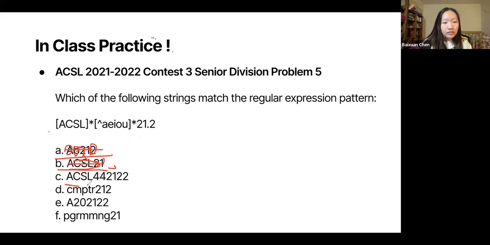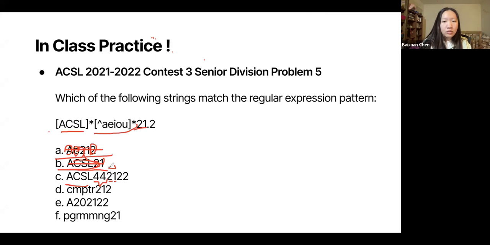And then we have the next string, which is the ACSL will go into this part of the expression. And then the 4 and the 4 are both non-A, E, I, O, U characters, which will go here. And then we have a 2 and a 1. And then we have a 2 and a 2. And I think that this one should work because it is any character between.